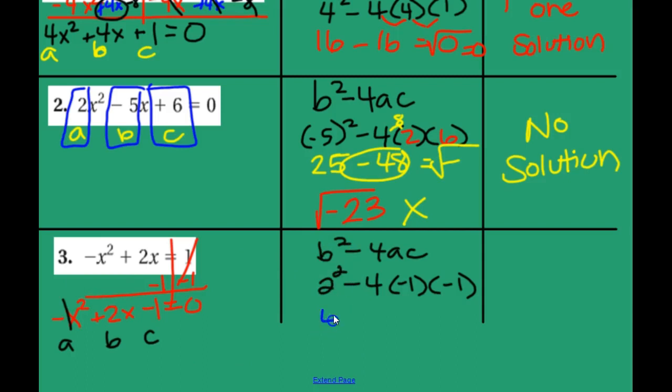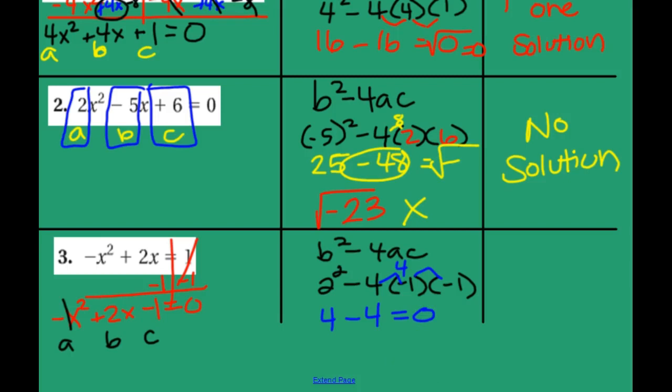So 2 squared is 4. Then negative 4 times negative 1 makes a positive 4. So those make a positive 4, but 4 times negative 1 is negative 4. So 4 minus 4 is 0.